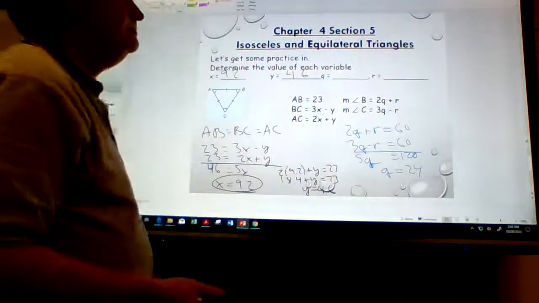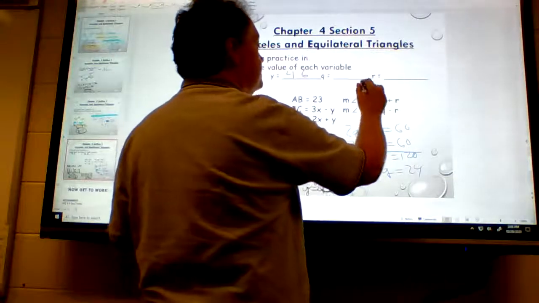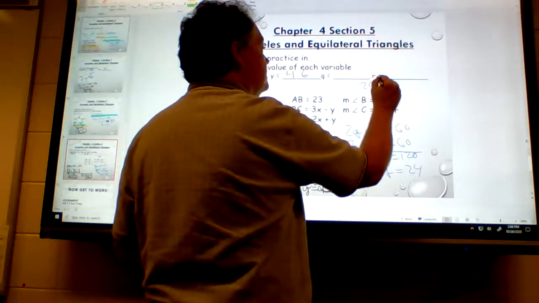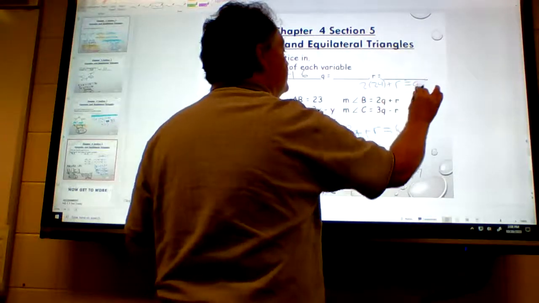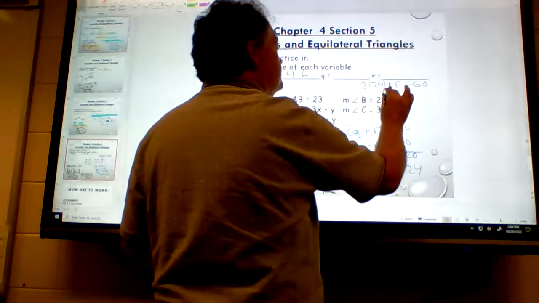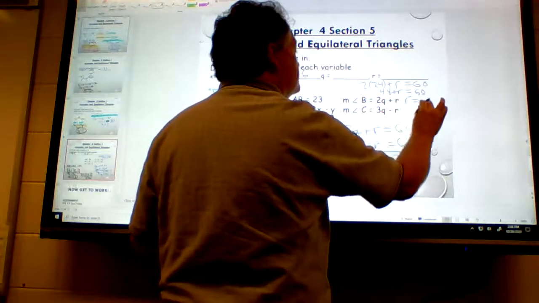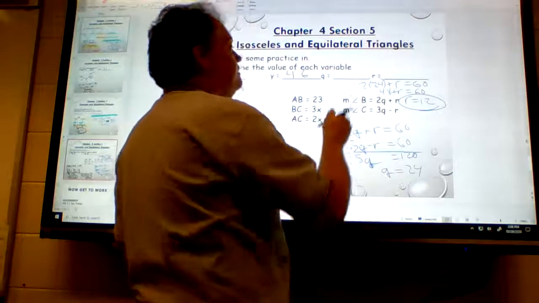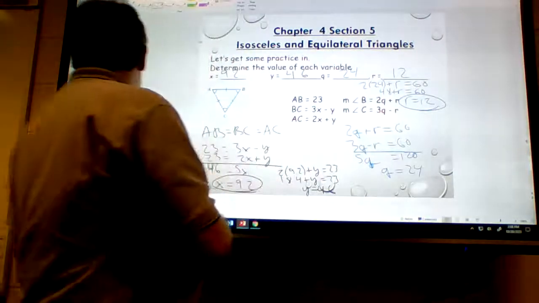And then I just plug it in either one. I just plug it in the first one. So 2 times 24 plus r equals 60. So 48 plus r equals 60. And then r, of course, is 12. So I got q equals 24 and r equals 12. All right. Just some algebra involved with that.